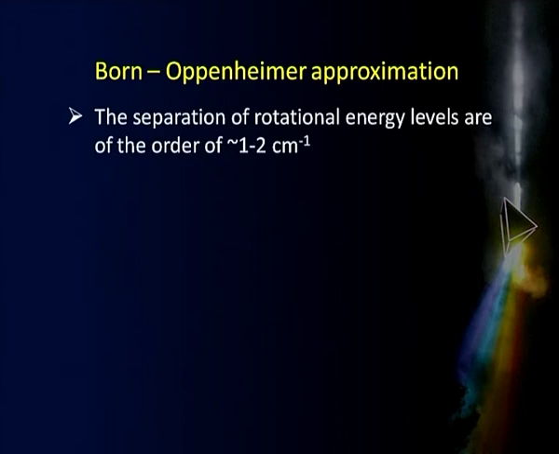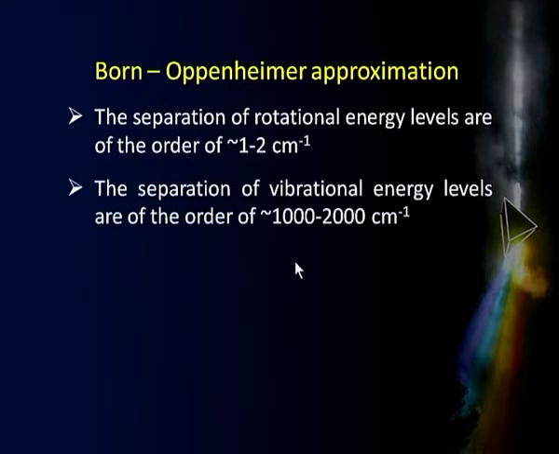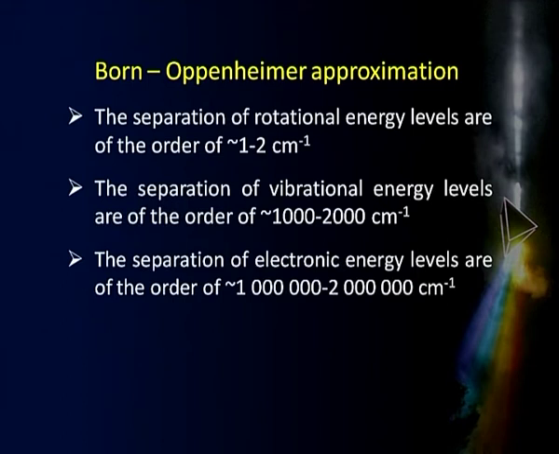Typically, earlier when we talked about rotation spectrum, we realized that the rotation energy levels are very close, the difference is of the order of 1 to 2 centimeter inverse. Thereafter, when we moved to vibration spectrum, we realized the vibration energy levels are about 1000 to 2000 centimeter inverse away from each other. That means the delta E values were about 1 k to 2 k centimeter inverse. Now, when you look at the electronic energy levels, we find that the separation is much larger. It could be about a million to 2 million centimeter inverse.